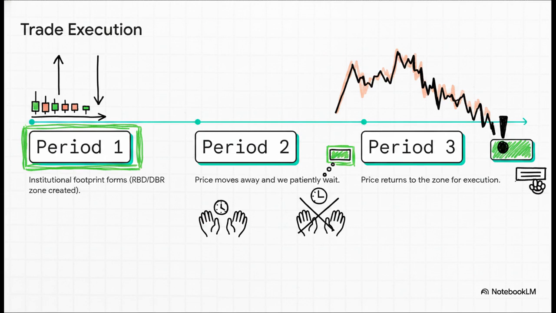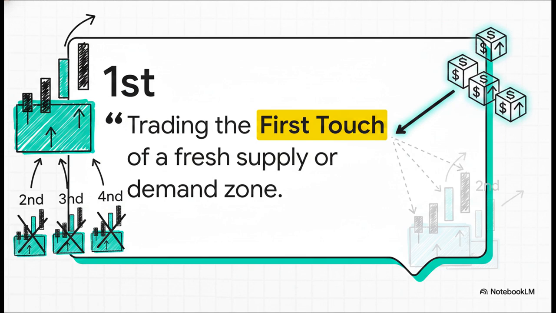And what about the exit? We manage our risk seamlessly by placing our stop loss safely tucked behind that thick zone, giving the trade actual room to breathe, and we target the next opposing area of liquidity to secure our profits. That right there is a full start-to-finish professional trade. And this brings us to the absolute golden rule of execution. You must limit your trades to only the first touch of a fresh zone.